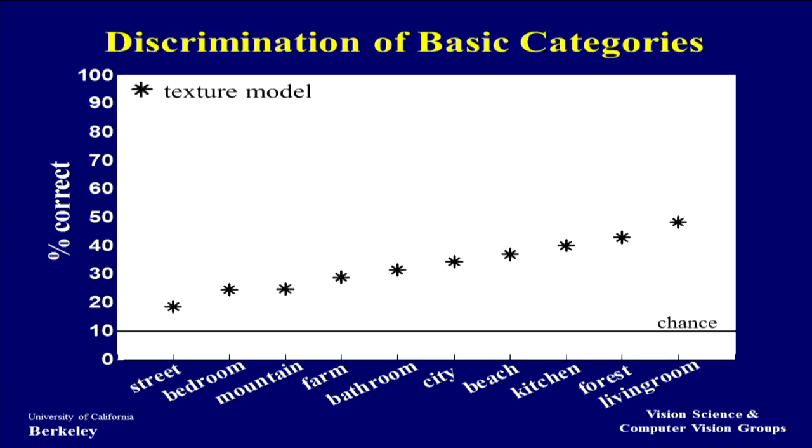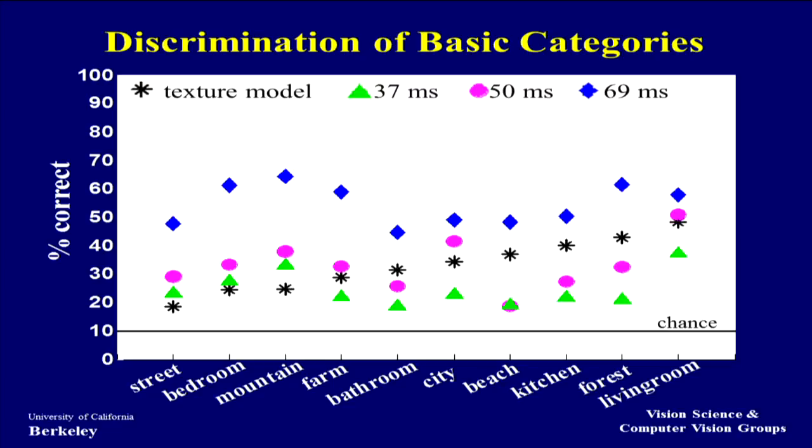I was actually participating in this study, so this is chance. If humans are given only 37 milliseconds, super short time, this is how they do. If humans are given 50 milliseconds, this is how they do. And if they're given 69 milliseconds, this is how they do. So for very short pre-attentive amounts of time, it looks like our model captures more or less the same information as humans.